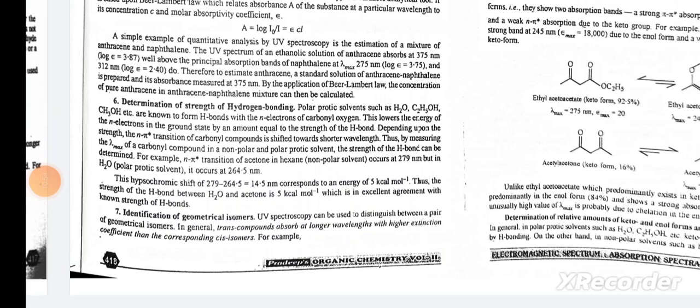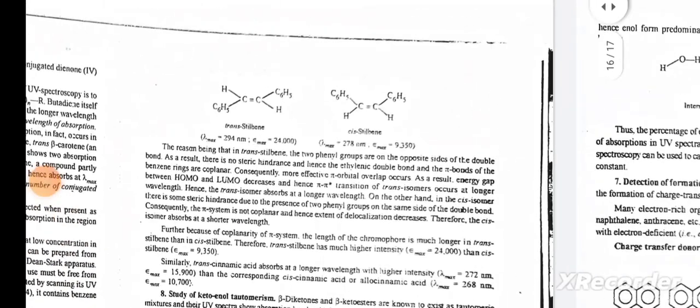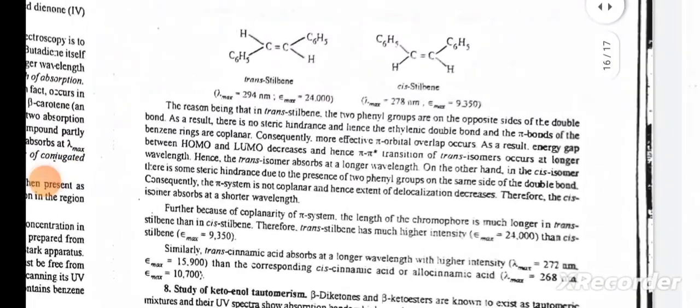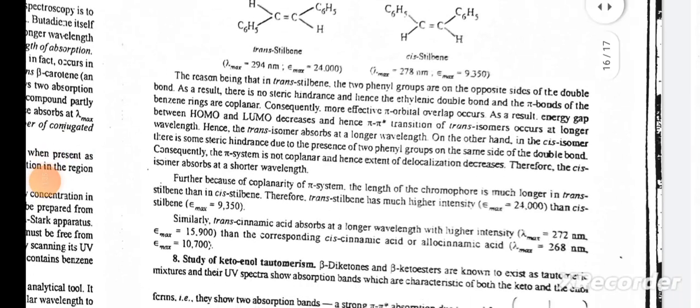UV spectroscopy can be used to distinguish between a pair of geometrical isomers. In general, trans compounds are observed at longer wavelengths with higher extinction coefficient than the corresponding cis isomers, for example stilbene. The reason is that in trans-stilbene, the two phenyl groups are on the opposite side of the double bond. As a result, there is no steric hindrance, and hence the ethylenic double bond and the pi bonds of the benzene rings are coplanar. Consequently, more effective pi orbital overlap occurs. As a result, the energy gap between HOMO and LUMO decreases, and hence the pi to pi star transition of the trans isomer occurs at longer wavelength. Hence, the trans isomer absorbs at a longer wavelength.